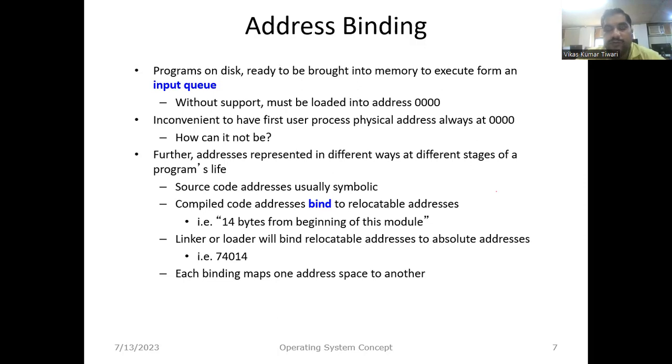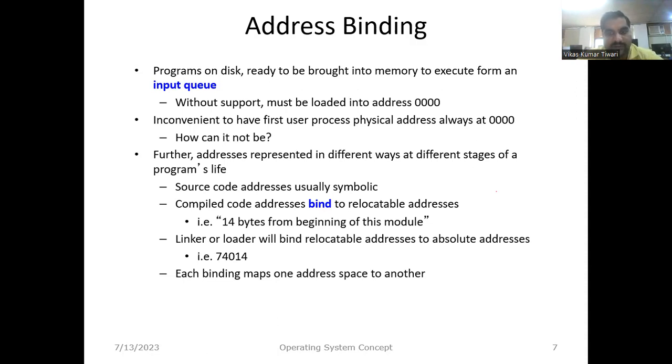So what is an input queue? An input queue means there are a number of programs that should run. Like in our computer system, we can double click on multiple applications, and one by one they are running. But if we have only one CPU, the CPU can access one at a time. So they are running in round robin or another time-sharing fashion. So there is a queue, and in that order the programs are running. Without support, a program must be loaded at address 0, so the default address is this.